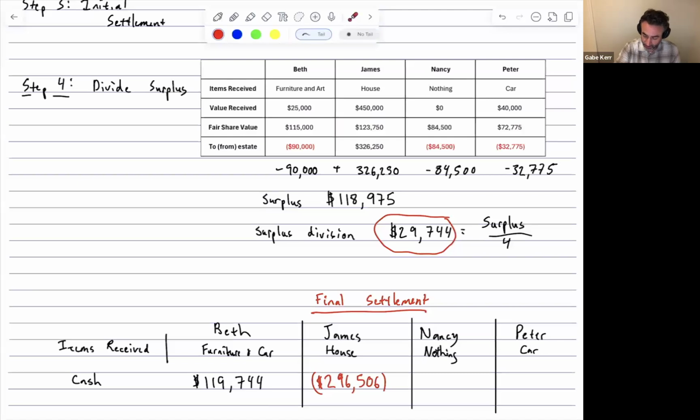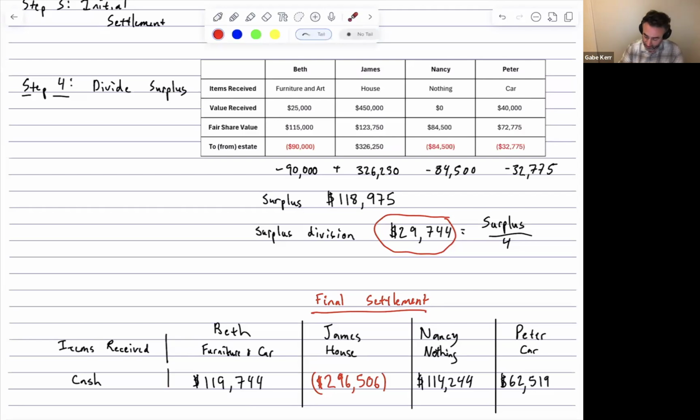Nancy had $84,000 that she was receiving from this estate, and we can tack on the surplus division. And so Nancy, from a cash perspective, gets $114,244. And similarly, Peter had $32,775. We tack on the surplus division. He will get the car plus $62,519. And so this is the final settlement, and we are done. Everyone goes home, and they all have their fair share.